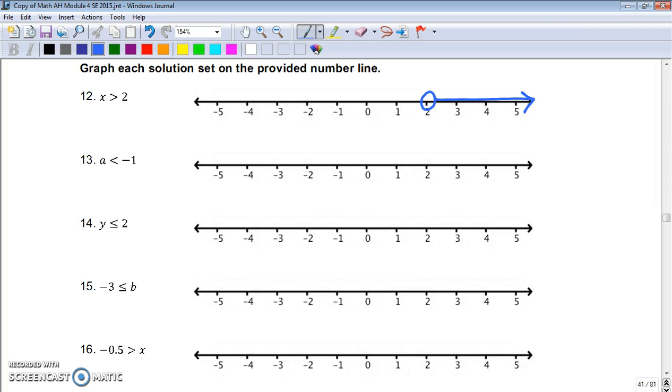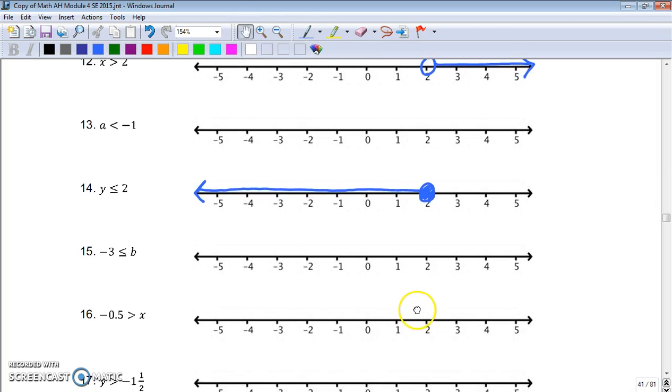We're going to skip down to 14. y is less than or equal to 2. We're going to put a filled in circle at 2 because it includes that point. And we want, it says y is less than or equal to 2, we want smaller values. So we want to go to the left because that's where smaller values are in the number line. As we go farther left, we get to smaller numbers or values.